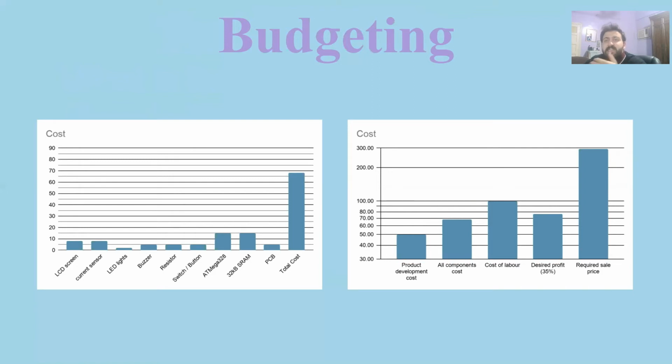The second type of cost is the services cost, such as the product development cost, which cost us 50 ringgit. Another example is the cost of labor, which cost us 100 ringgit. So if we combine the product development cost, the components cost, the labor costs, and the desired profit, which means the profit that we will get from selling this product, the required selling price is going to be 297 ringgit, almost 300 ringgit. Thank you.